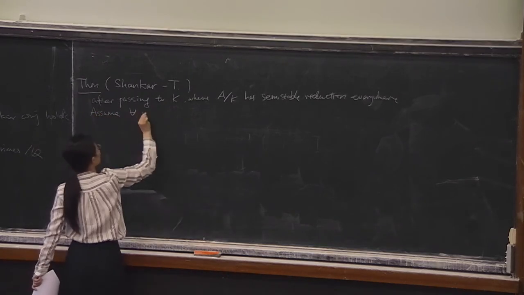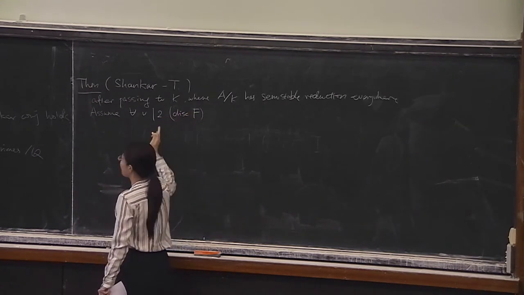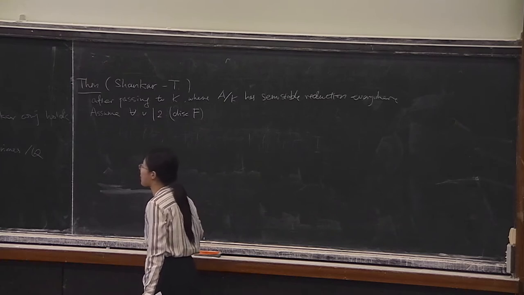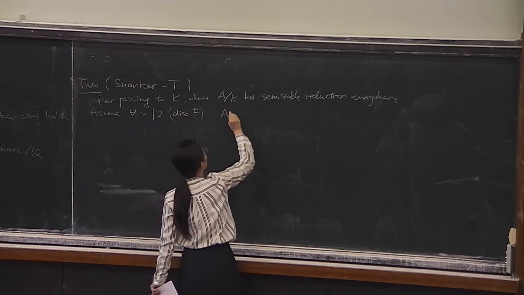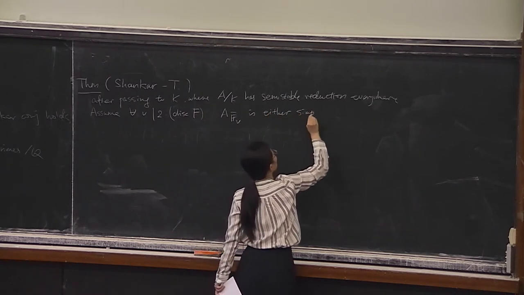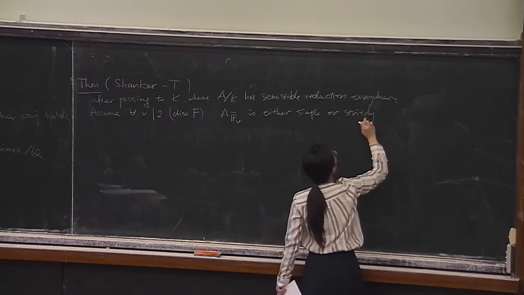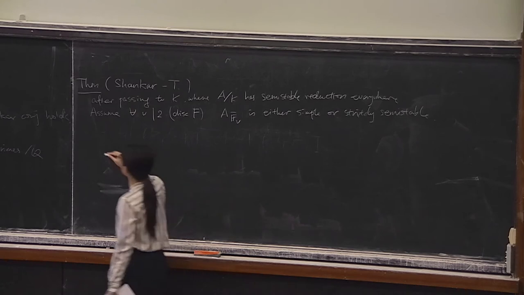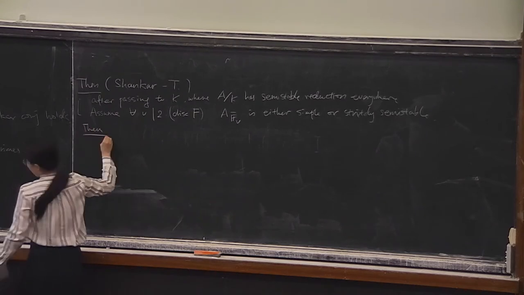that for any place dividing 2 times the discriminant of F, so these are places where the integral model of the Shimura variety is a bit trickier than at the other places. So assume for all these places, A_F V bar is either simple or strictly semi-stable. So we want to remove this assumption soon, hopefully. Okay, then that's the main part of the theorem.